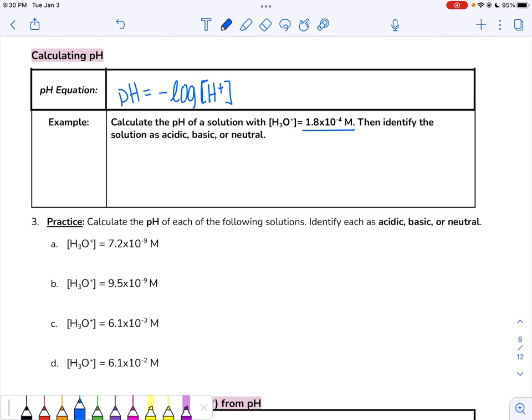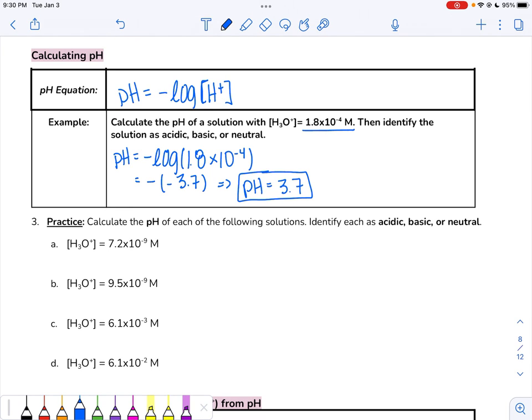If I tell you to calculate the pH of a solution with concentration of hydronium as this value right here, you're given a concentration of your hydrogen ions. So it's fairly simple. All you have to do is plug it into your calculator. So pH is equal to the negative log of this value I give you, 1.8 times 10 to the negative fourth. When you plug that in your calculator, you're going to end up with negative 3.7, which is going to give you a pH value of positive 3.7.